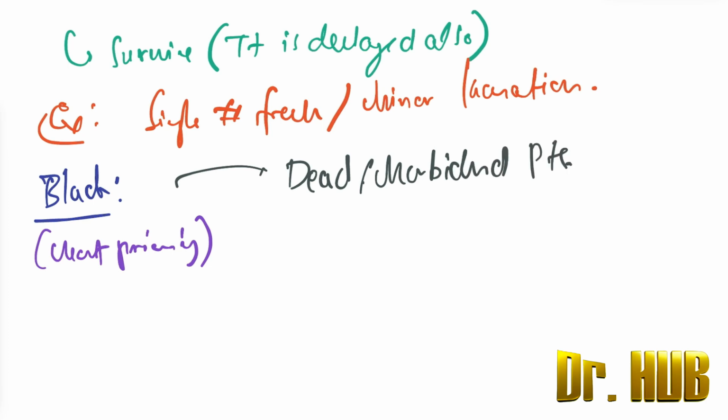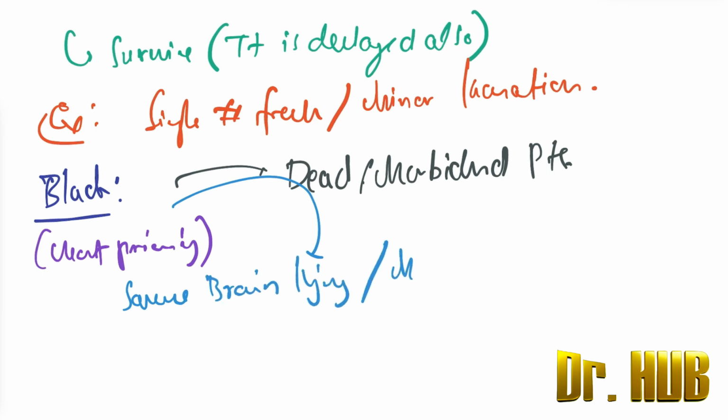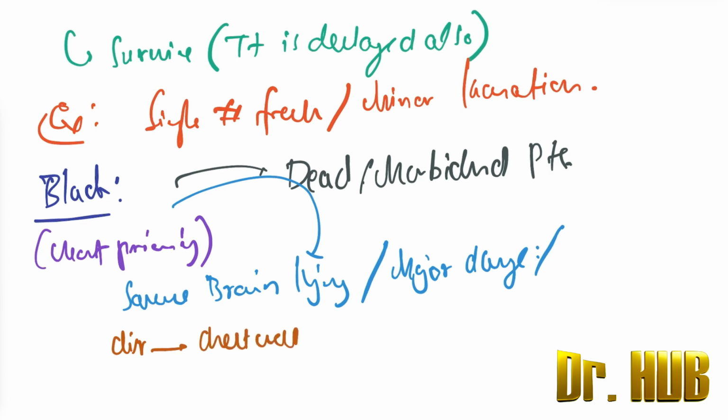So what are the examples in terms of black? The examples can include severe brain injury, and major damage or disruption to the chest wall and abdominal structures.